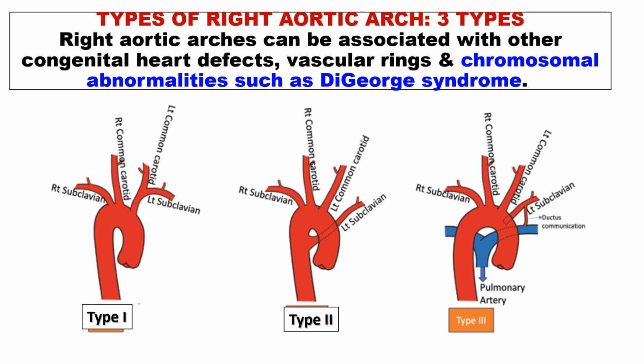Type 2, right subclavian artery, right common carotid artery and left common carotid artery arising from the arch of aorta, and left subclavian artery arising from the arch of aorta beyond the origin of right subclavian artery and crossing from right to left.